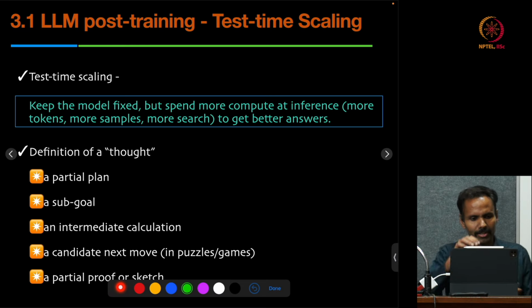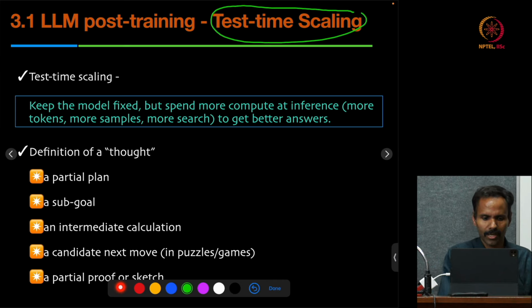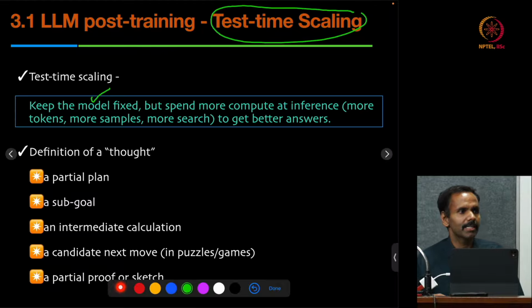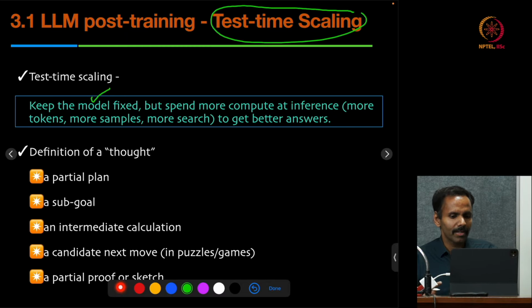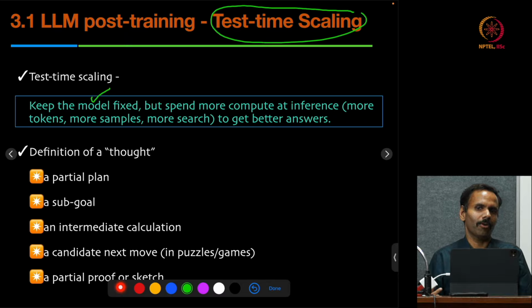So, to remind one more time, what are test time scaling methods? Test time scaling methods are those where we try to keep the model fixed but allow more compute at inference, allow more cycles of inference, more tokens, more search, more samples, etc. at the inference time to improve your response.